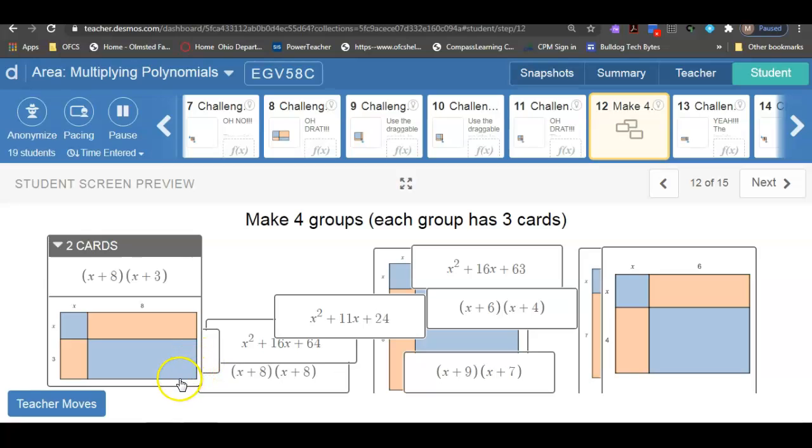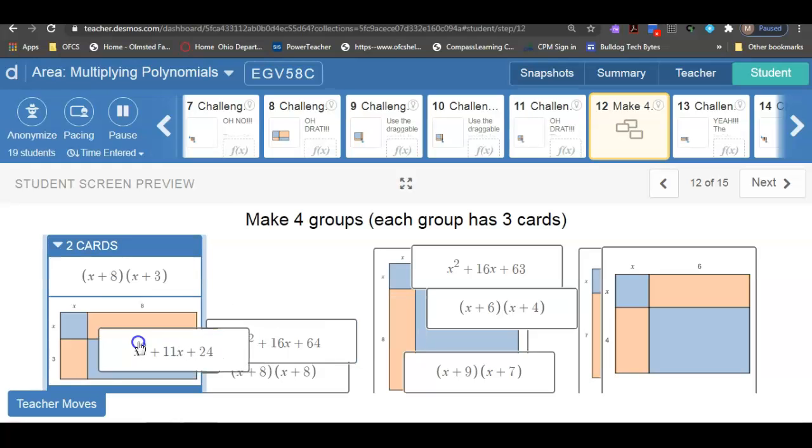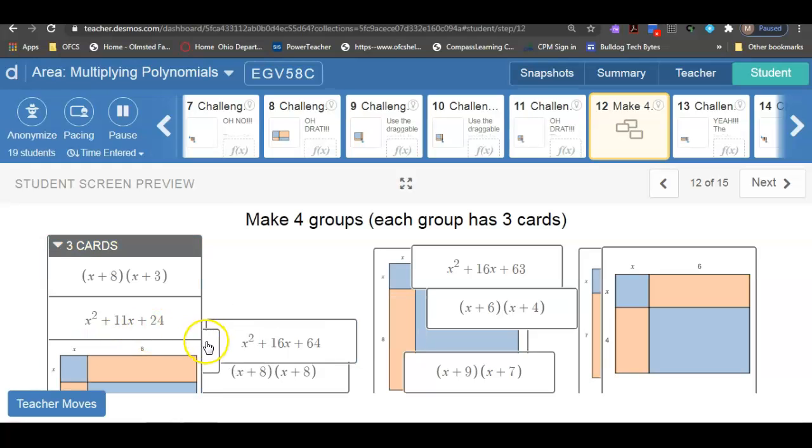And then if we do the area as a sum, this little box, x times x, is going to give me x squared. This box here, x times 8 is 8x. This box here, 3 times x is 3x. So if I take that 8x plus the 3x, I get 11x. And then 3 times 8 is 24. X squared plus 11x plus 24 is the area that I want.